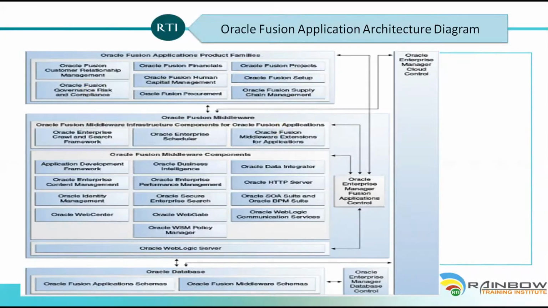Otherwise, we have different middleware components also available. Some of the components Oracle is acquiring, and some are third-party tools. Whichever middleware component the client is interested in using from this particular area, based on the requirement they're going to use it. Client to client it may be different for these middleware components. And finally we have the database stack. Okay, so this is a high-level architecture diagram of the Fusion application: product families, middleware infrastructure components, middleware components, and finally the database.